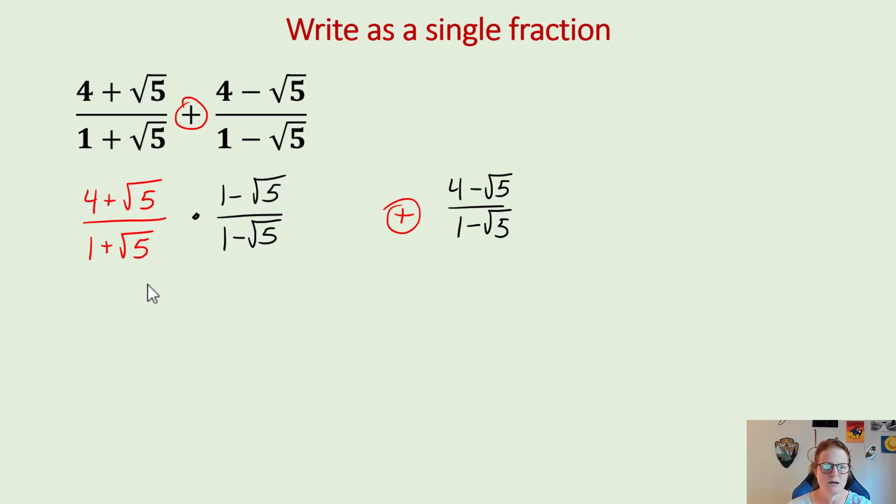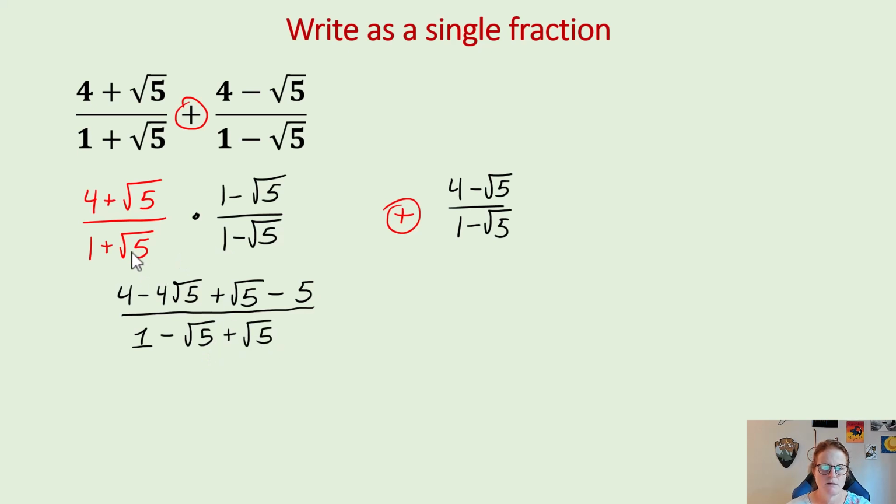We have 4. Then we have minus 4 square root of 5, right? 4 times negative square root of 5. Then we have square root of 5 times 1, so that's plus square root of 5. Square root of 5 times a negative square root of 5 is a negative 5. Positive times negative, negative 5. So that's the first part. Then over here, 1 times 1 is 1. 1 times negative square root of 5, minus square root of 5, plus square root of 5, minus 5. All right, so I'm going to lose these in the denominator.